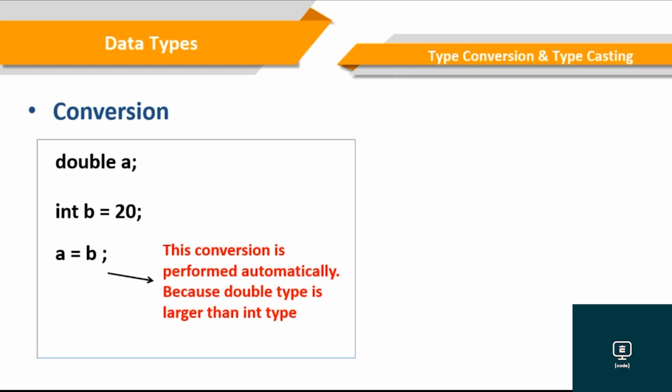And then we assign variable b to variable a. Because the int data type is smaller than the double data type, this conversion is performed automatically, right? And this process is known as automatic type conversion. Say it with me. Good job.